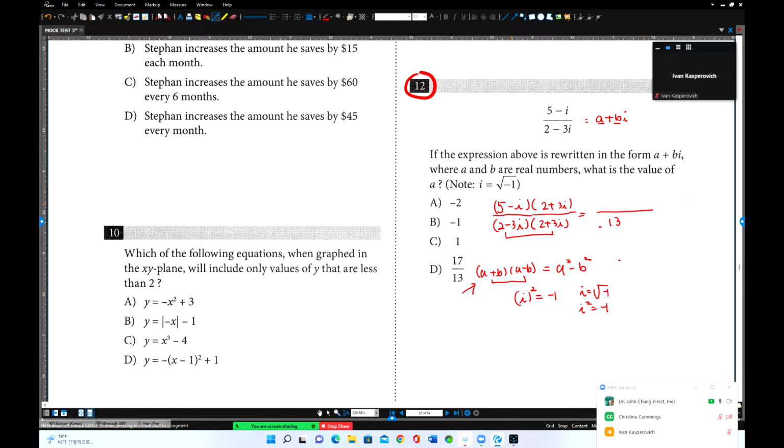Now the next one we need to simplify, the numerator. Use distribution: 5 times 2 is 10. 5 times 3i is 15i. Negative i times 2 is negative 2i. Negative i times positive 3i is negative 3i squared. But i squared is not a real number, i squared is negative 1.